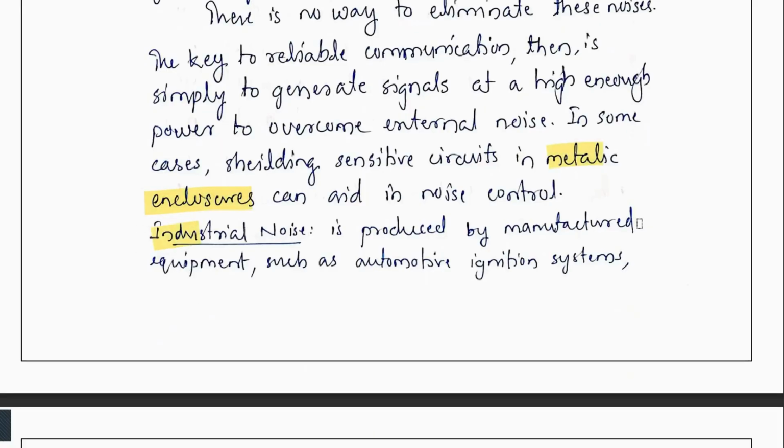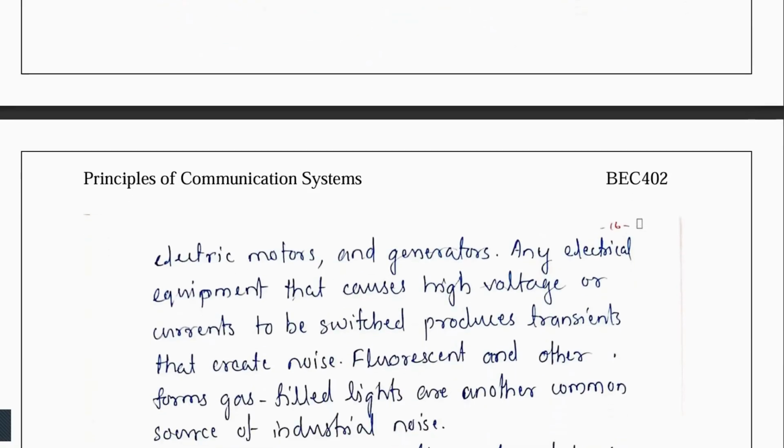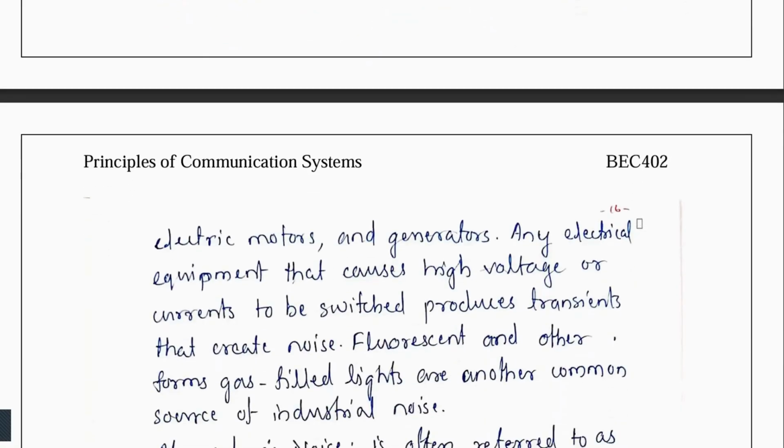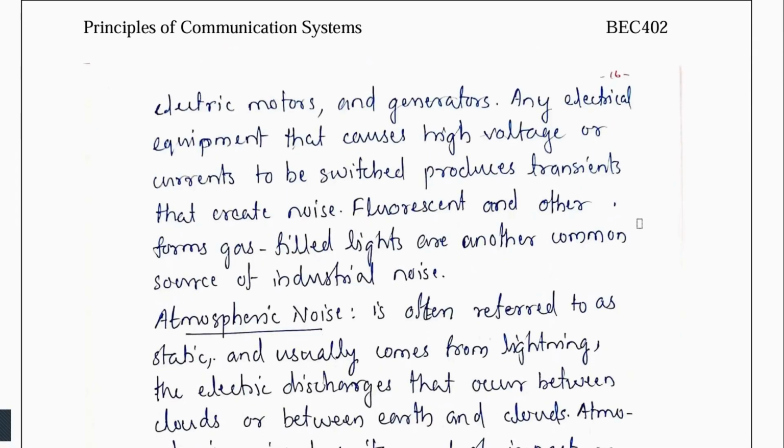Next comes industrial noise. Firstly, it is produced by manufactured equipment like automotive ignition systems, electric motors and generators. Any electrical equipment that causes a high voltage or current to be switched produces transients that create noise. Fluorescent and other forms of gas-filled lights are another common source of industrial noise.